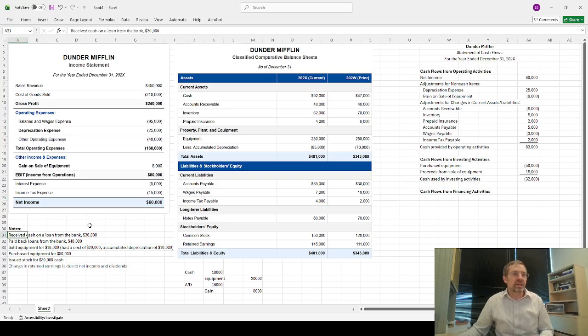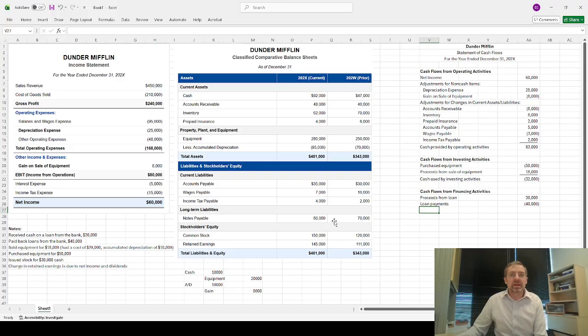In this case, we're saying we received a loan from the bank for cash, $30,000. We can say proceeds from loan. And we got $30,000 of cash, so that will be a positive. Then we also paid back the loans from the bank. We could just say loan payments. And this is a negative $40,000 because that's a cash outflow. We cannot net these two together.